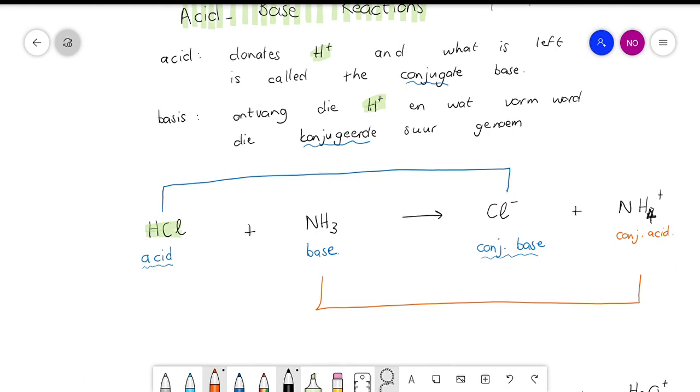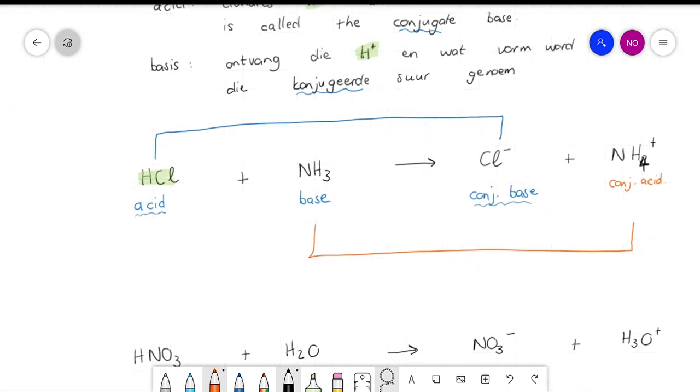Because if I was to read this from the right to the left, so as ek hom geskryf het as NH4 plus Cl minus vorm HCl plus NH3, then this would have been the acid, and this would have been the base, because this one donates a proton to form this conjugate base, and this one gains a proton to form this conjugate acid.